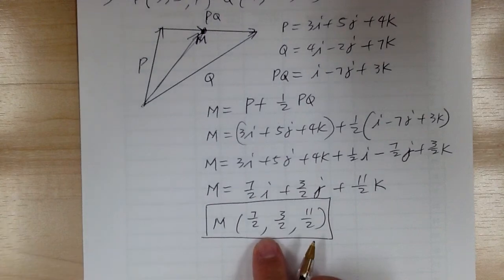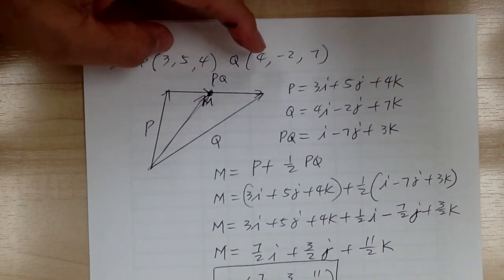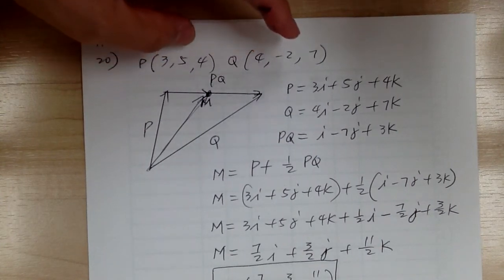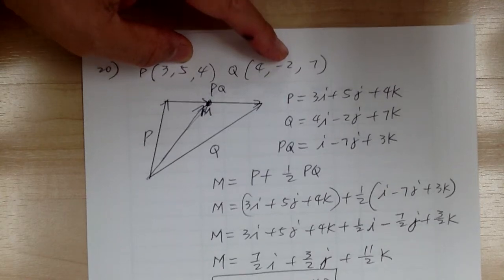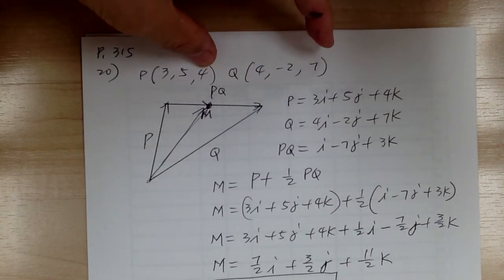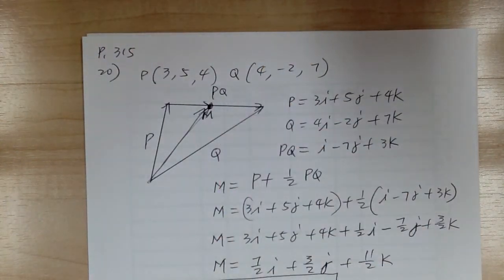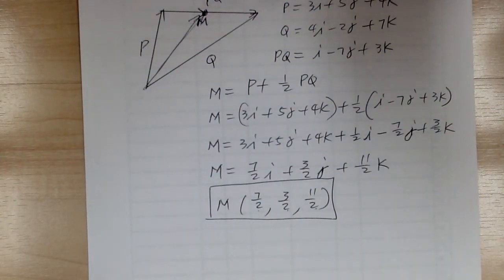To check if your answer is correct, it's very easy. You just use the midpoint formula. So 3 plus 4 is 7 divided by 2 get 7/2. 5 plus -2 give you 3. 3 divided by 2 get 3/2. Right? And 4 plus 7 is 11 divided by 2 get 11/2.